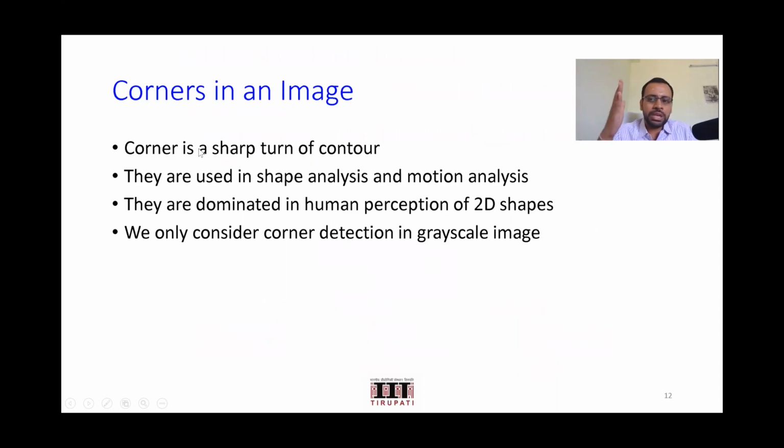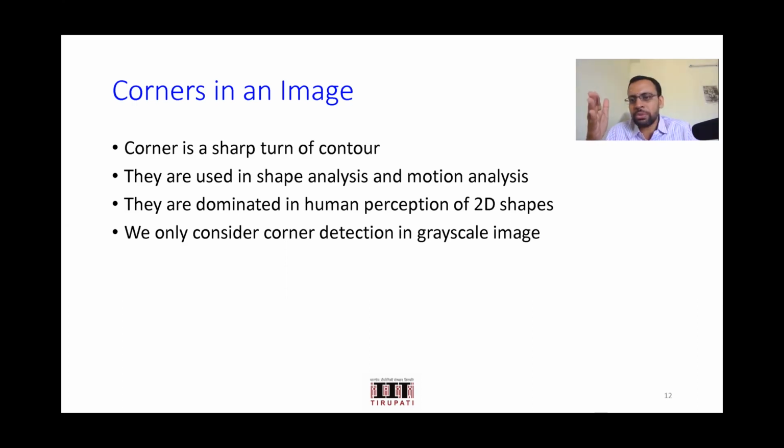What we mean by saying corner here is a sharp turn of contours. They are used in shape analysis and motion analysis. These are the points that you take. That's what dominates our perception of 2D shapes in practice.